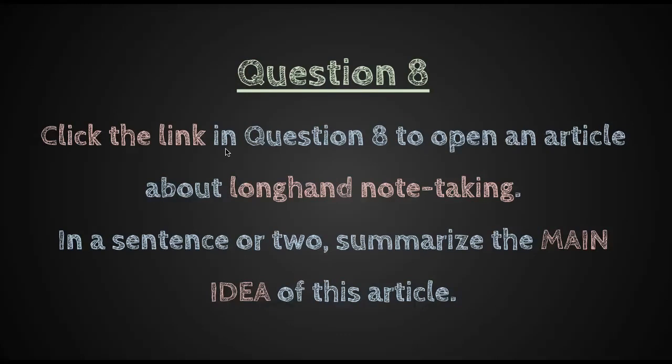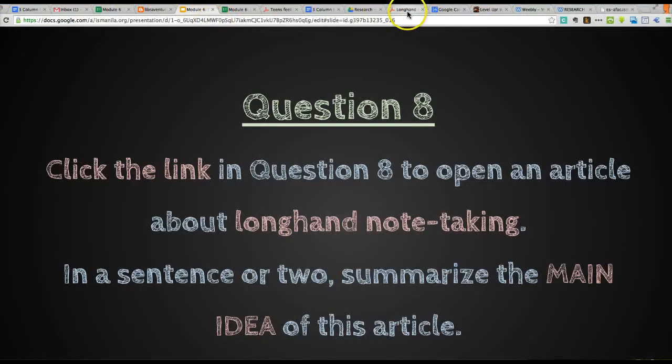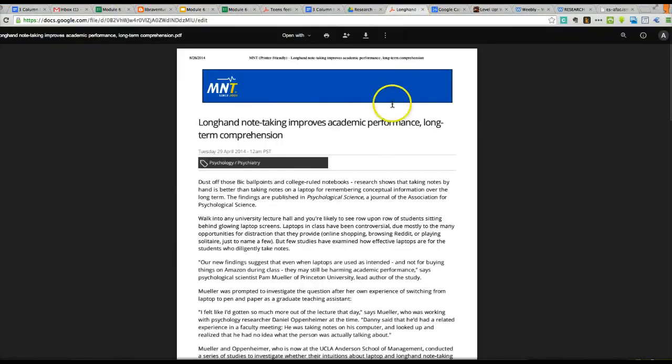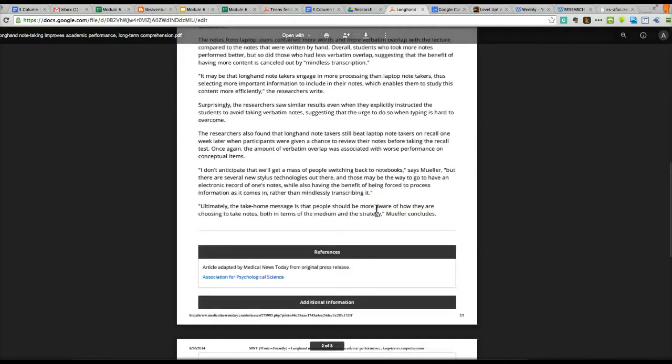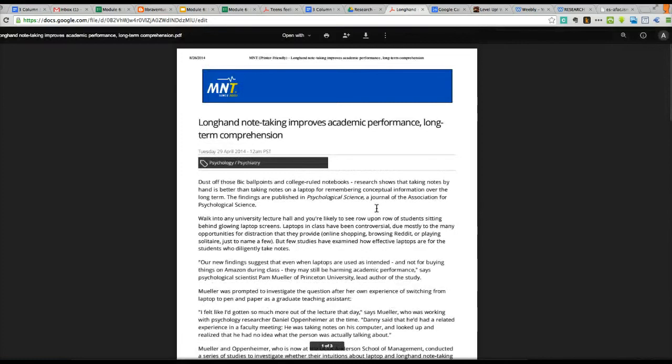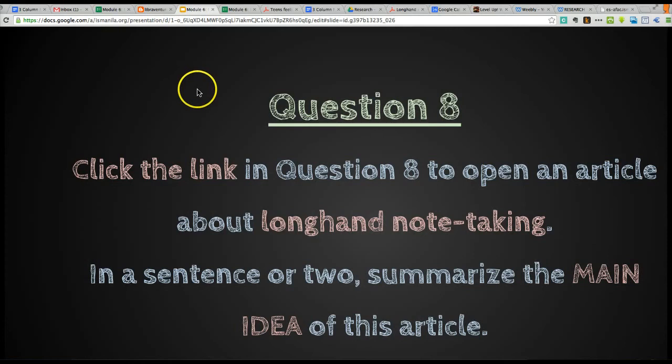So click the link in question 8 and read an article about longhand note-taking. In a sentence or two, summarize the main idea of this article. What is it saying? This is the article. It's pretty short. Just a brief couple of sentences summary of what the main idea is. Pause the video, complete question 8.